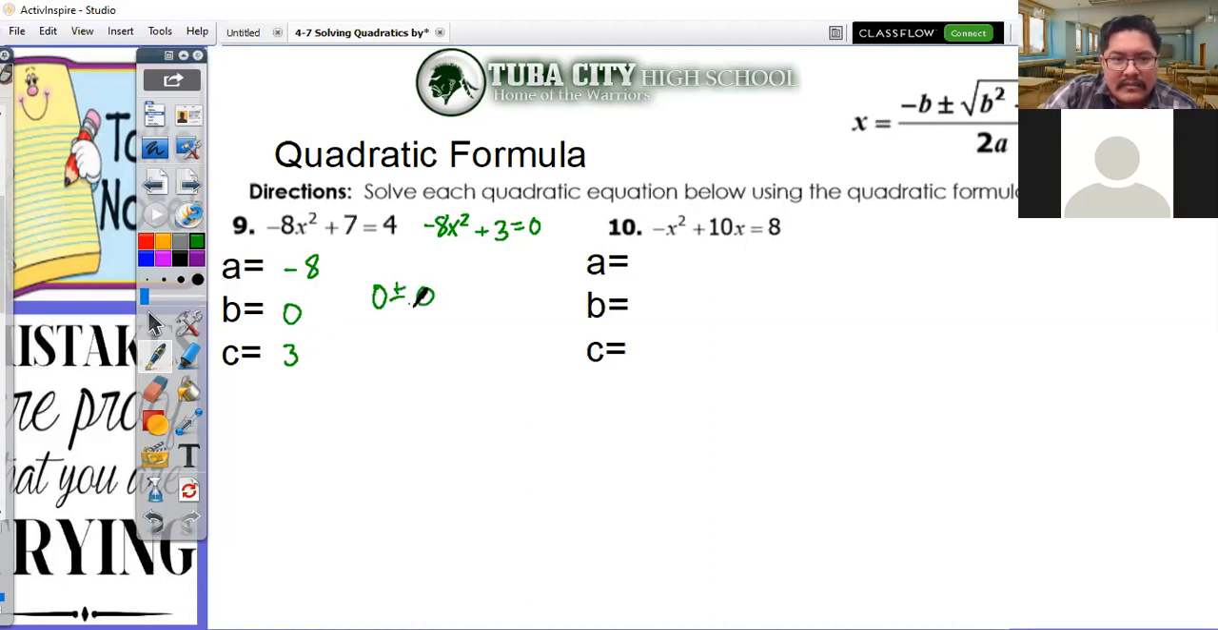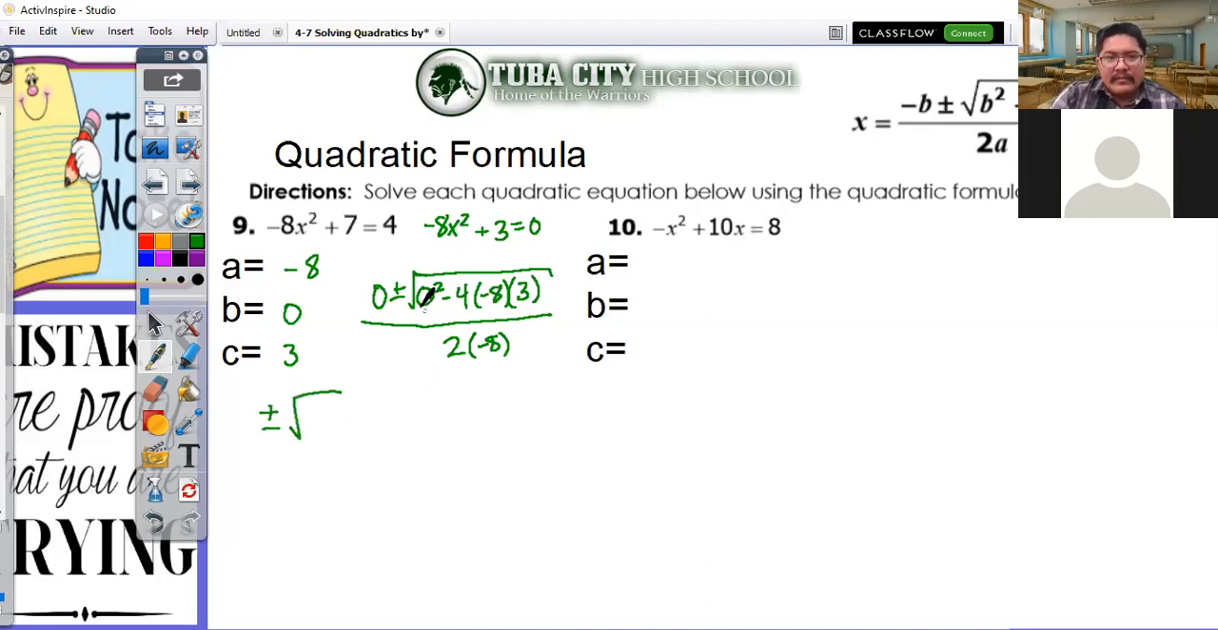B squared, which is 0 squared, minus 4 times A times C. Make sure we put this all over 2A, which in this case our A is -8. There you go. Now again, I'm going to just throw this 0 out. We don't really need the 0, but we are going to hold on to the plus and the minus. Square root, and this is going to be 0.